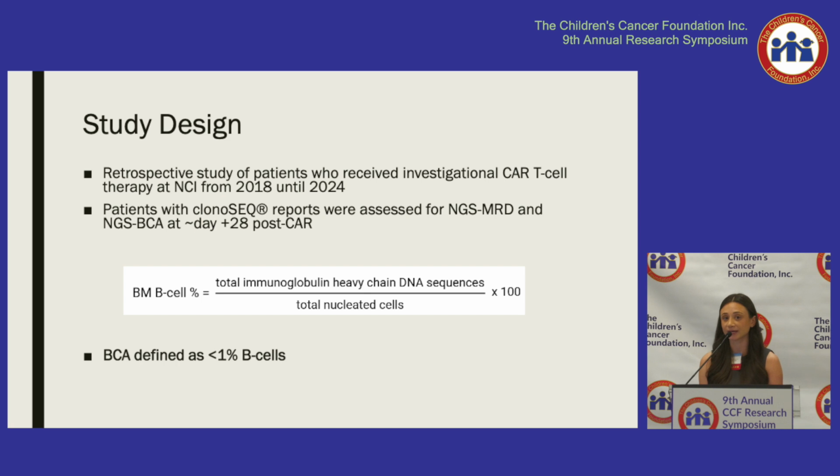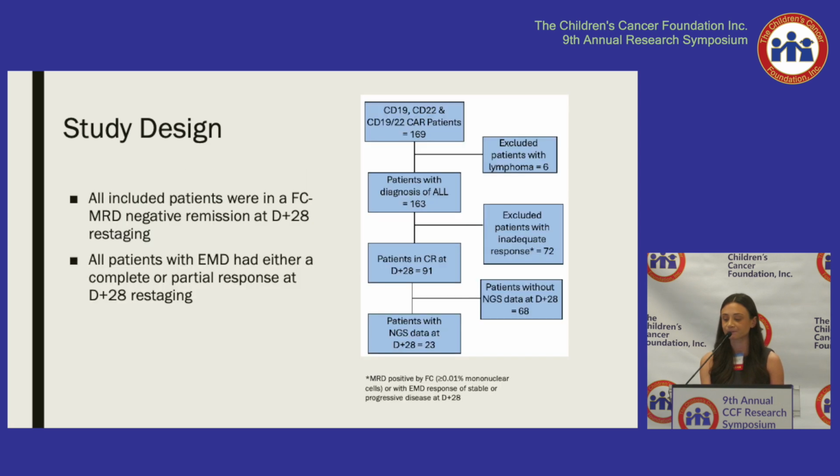We were able to look at the clonoSEQ reports, and with the below equation, we were able to look at the percentage of B cells in the bone marrow, and we defined B-cell aplasia as less than 1% of B cells. This definition is not yet standardized, and so may change over time as we move further along in this project, but this is what we used for this analysis.